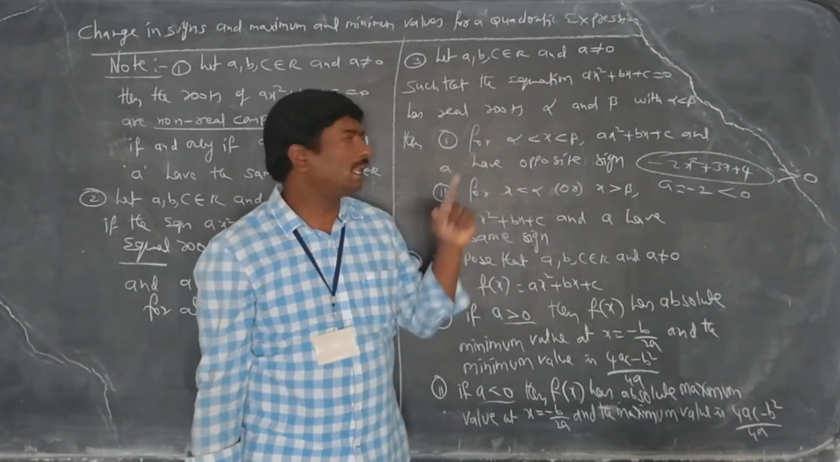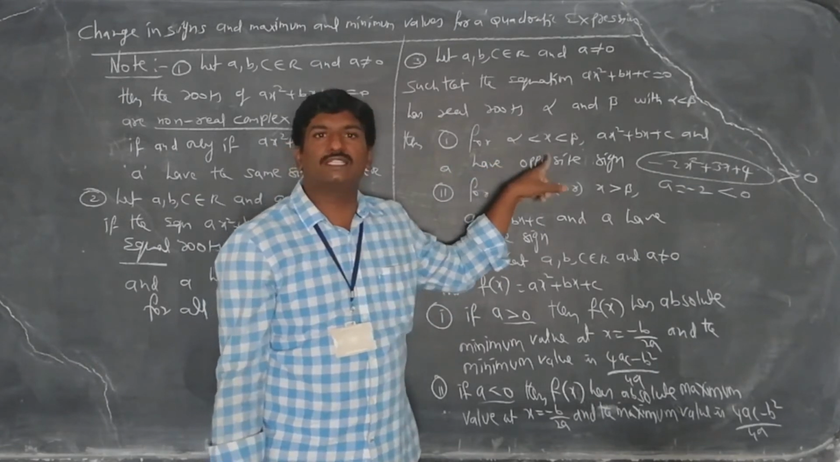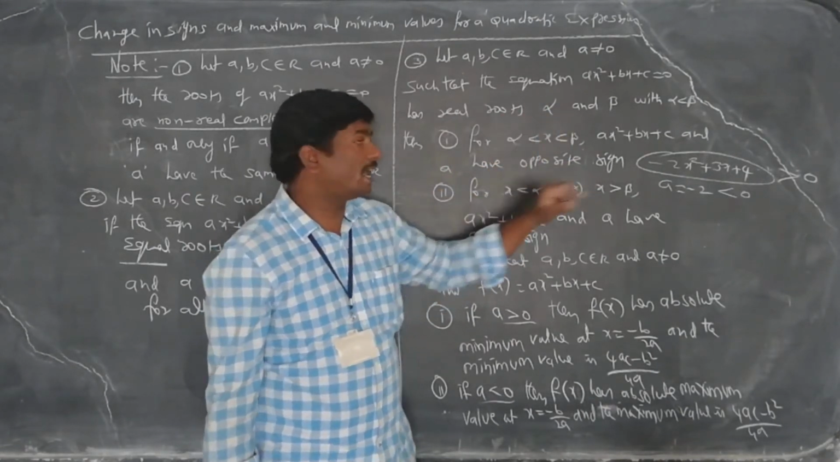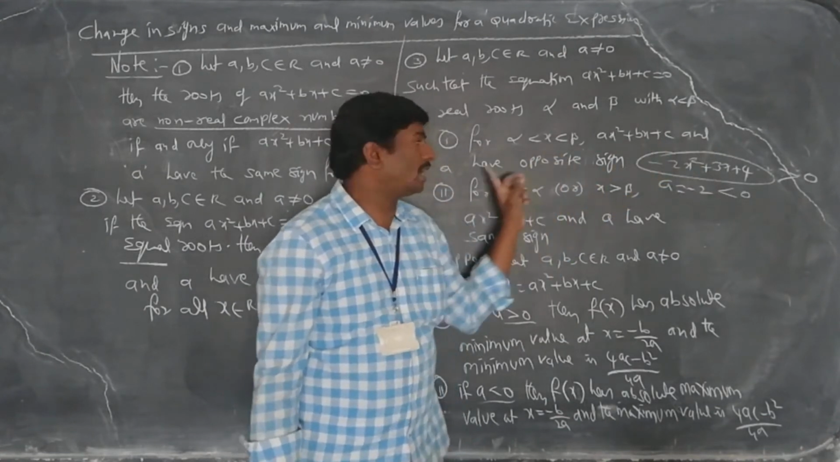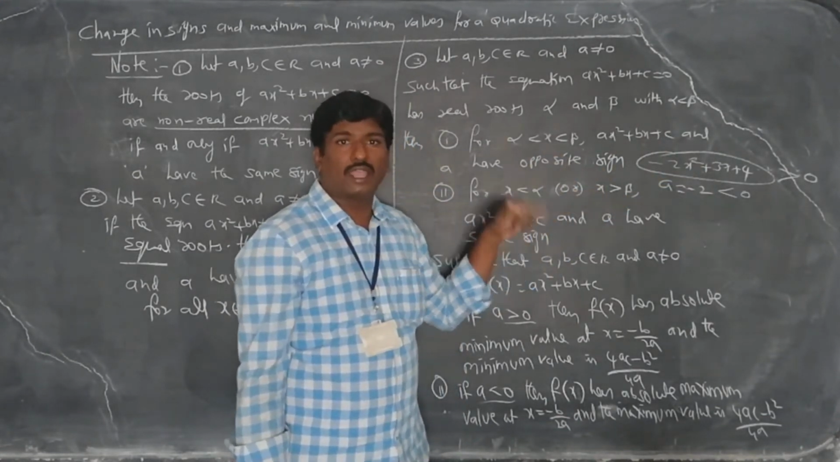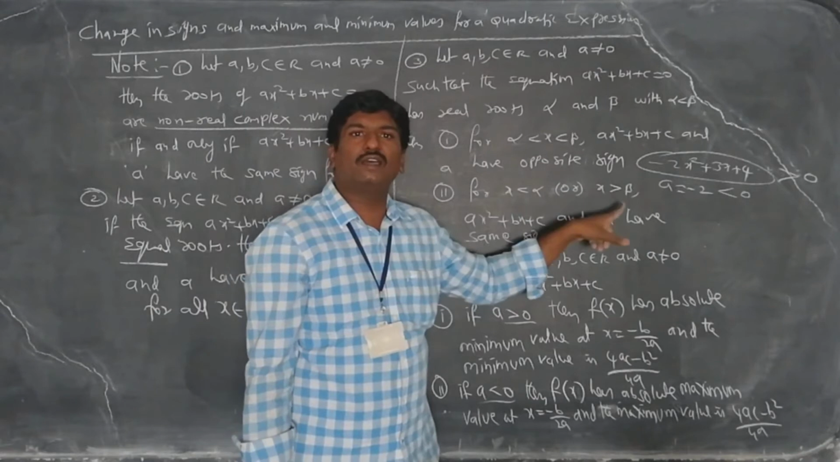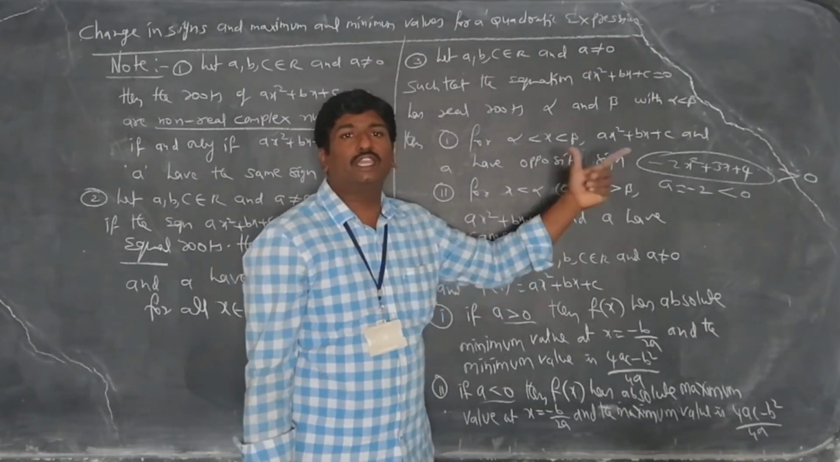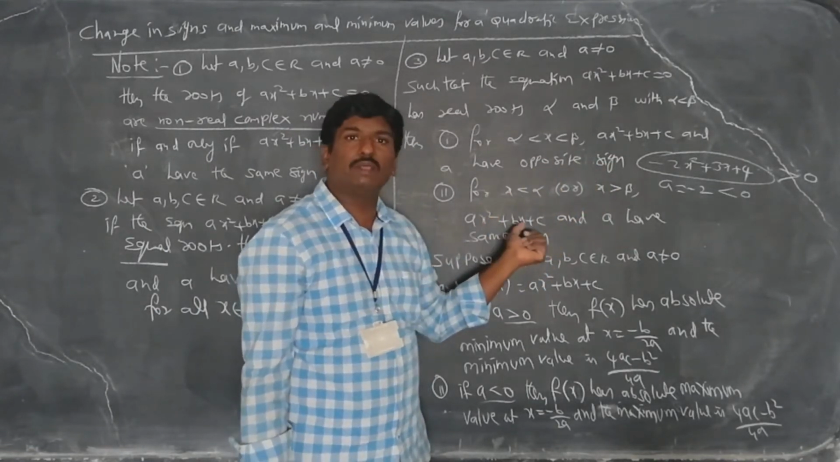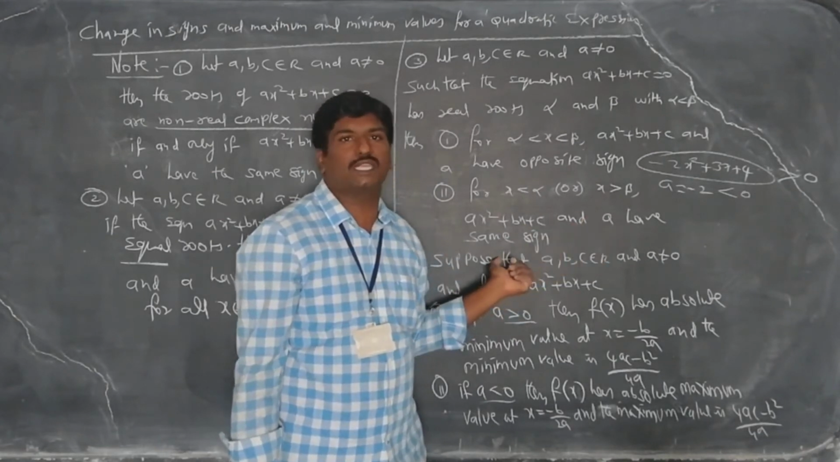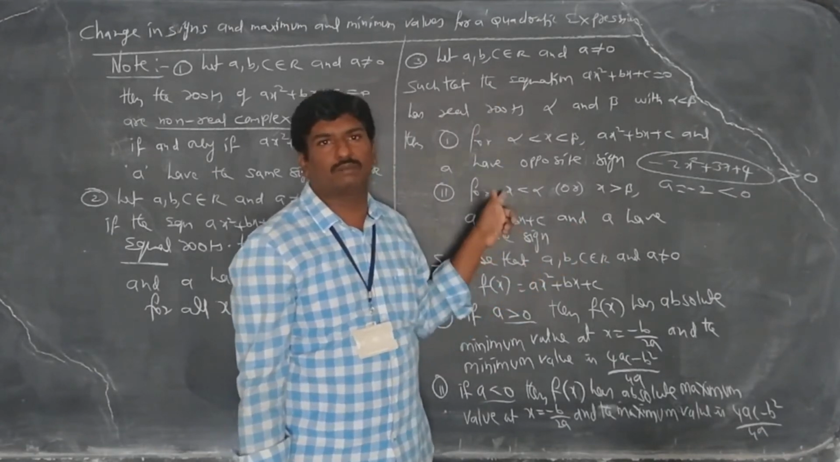When the roots are real, for alpha less than x less than beta, ax square plus bx plus c and a have opposite sign. And for x less than alpha and x greater than beta, ax square plus bx plus c and a have the same sign. This is about the third point, boys.